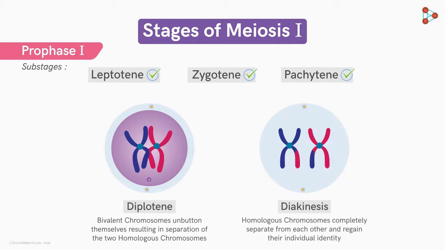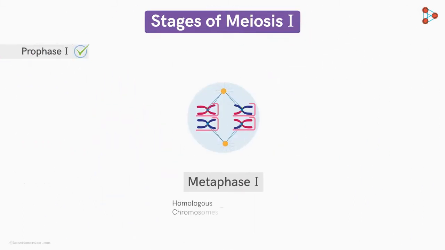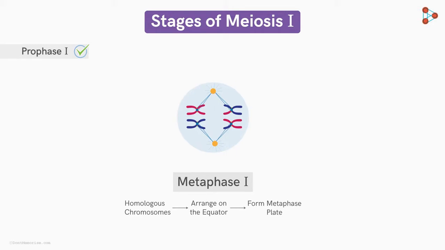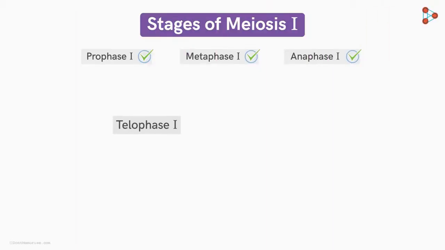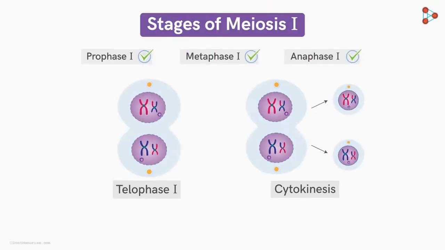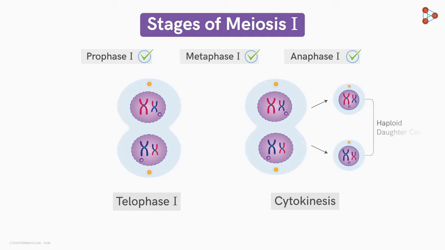Now let's move ahead with the next stage of meiosis 1, that is metaphase 1. The homolog pairs align on the equator of the cell with random orientation. This arrangement is called the metaphase plate and is a result of independent assortment. In the successive phase, that is the anaphase 1, the homolog pairs separate from each other and move towards the opposite poles. Finally, the cell undergoes the last phase, that is the telophase 1, along with the first cytokinesis. The 2 new cells obtained are now haploid in nature.